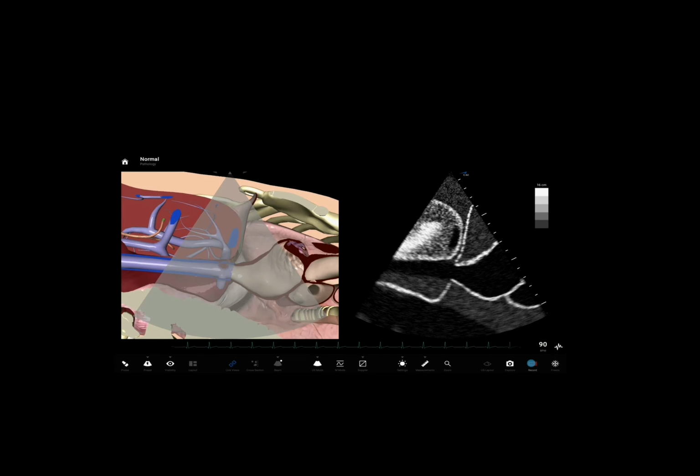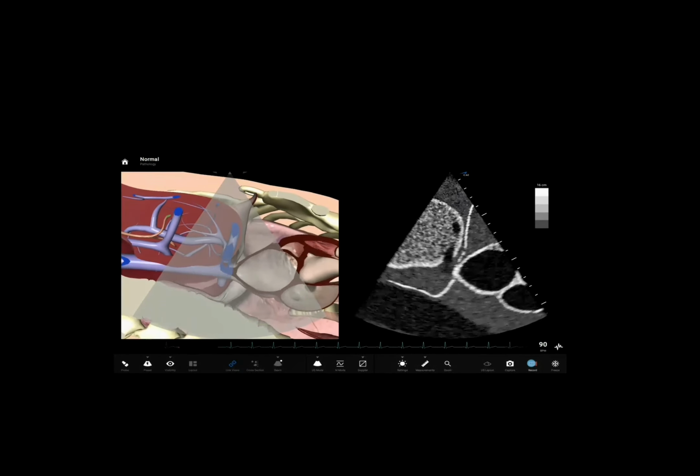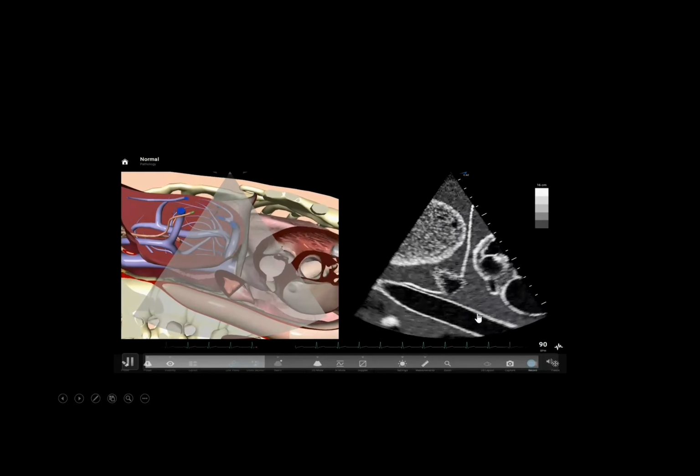Tilting the tail of the probe towards the patient's right from your IVC view brings the aorta into view.